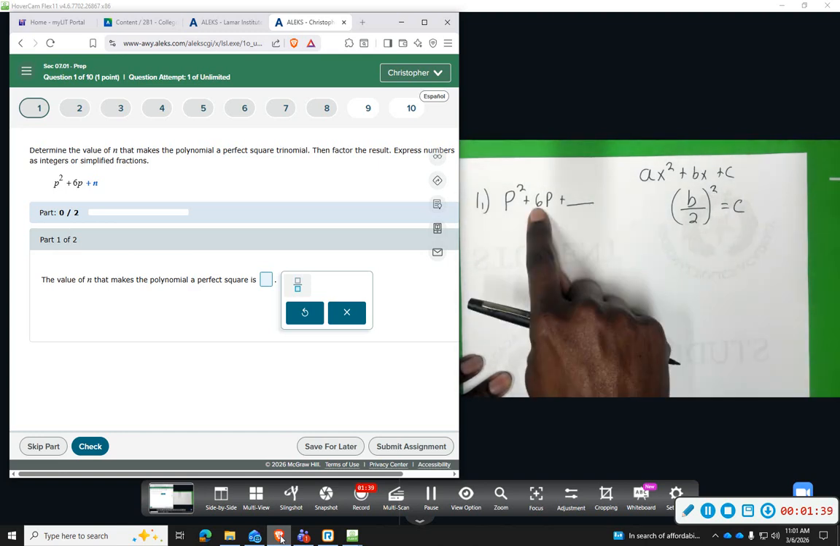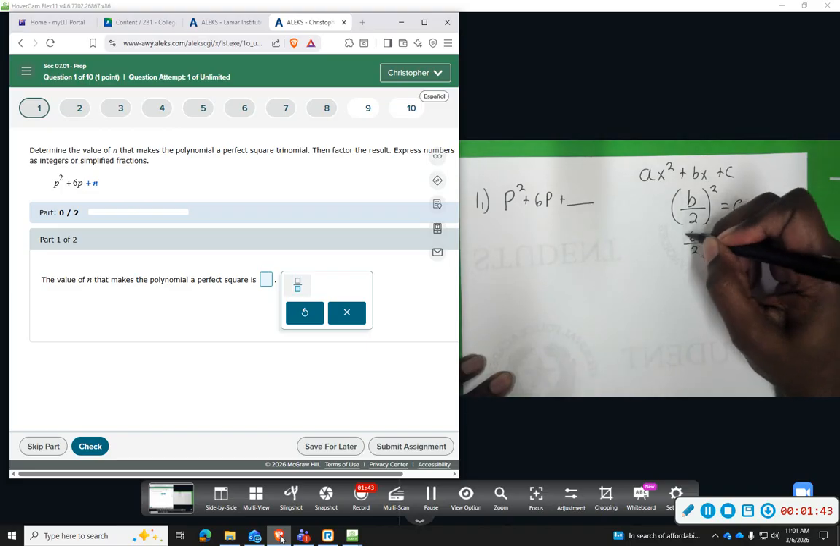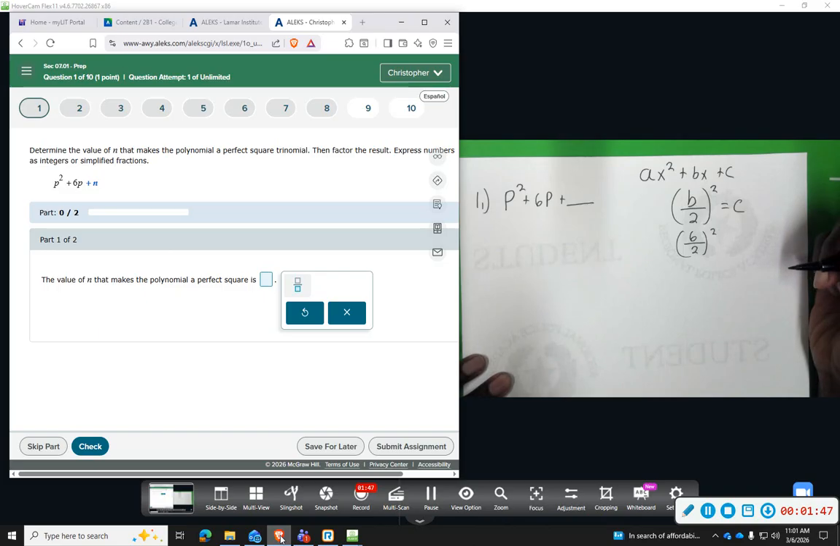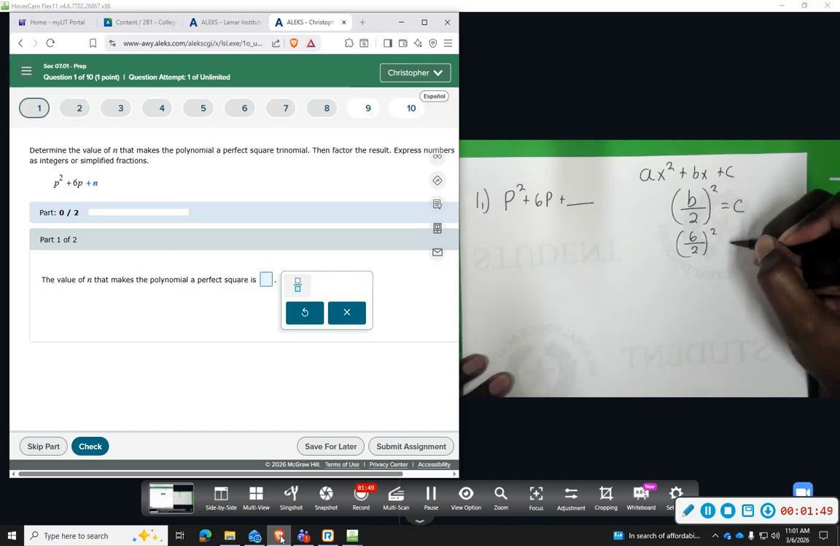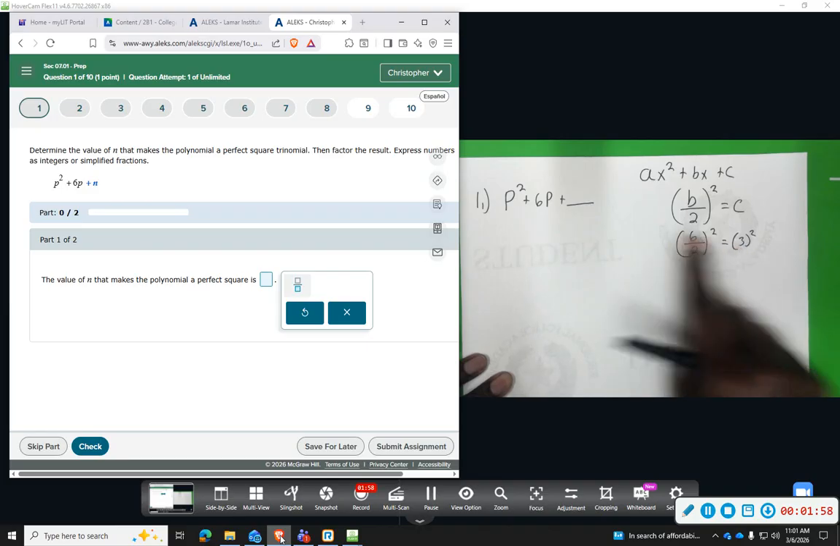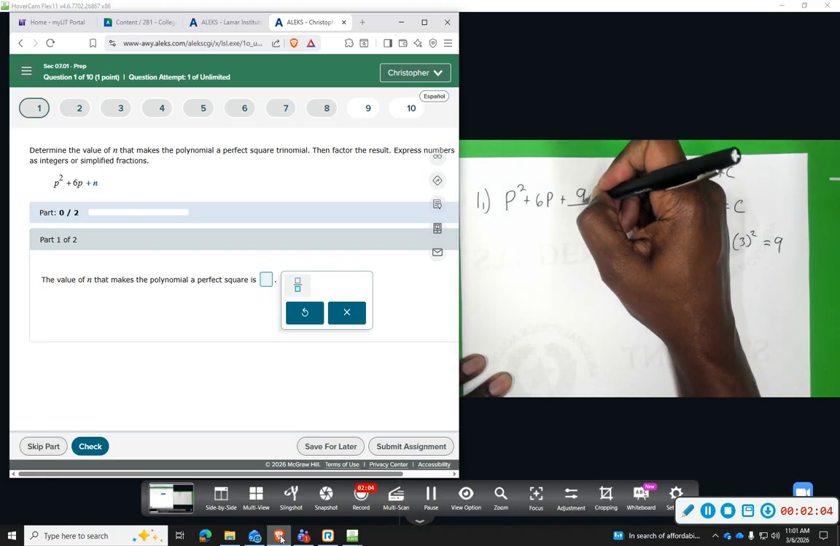So in this case, we would take 6 divided by 2 and then square the result. So 6 divided by 2 is 3, and then you're going to do 3 squared. Now I like to write it like this because that's going to help me to factor it, but in simplest form, 3 squared will be 9. So 9 is the value that we want to write here.